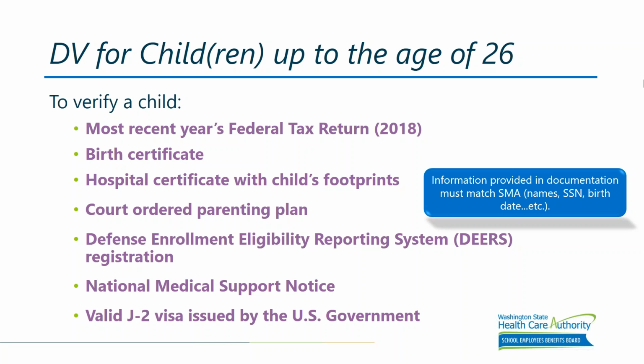Other documents that could be submitted instead are court-ordered parenting plan, their DEERS registration, a national medical support notice, or a valid J-2 visa issued by the U.S. government. Just as a reminder, they don't have to submit all of these documents to verify their dependents. It's one or the other, with the exception of things that require that proof of common residence and proof of financial interdependency.